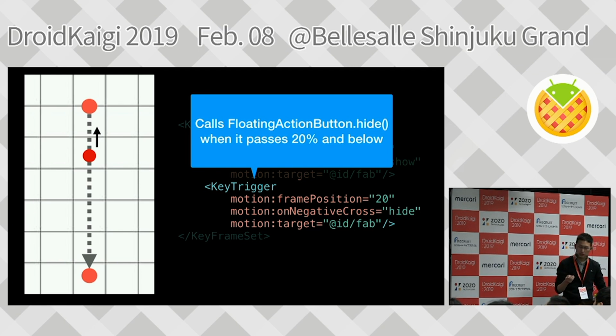called. Which is great because otherwise you will end up writing custom code to toggle the visibility of the floating action button. But now you can define it in XML in a declarative way. All right, so that's ConstraintLayout 2.2 and MotionLayout with currently Alpha 3.